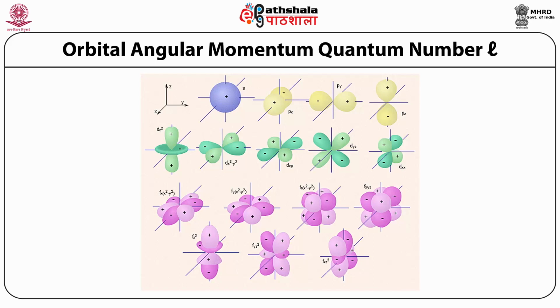Similarly, these pink graphs show the f orbitals corresponding to l equal to 3. So m varies from minus 3, minus 2, minus 1, 0, 1, 2, 3, having the seven orbitals denoted by fx(x square minus y square), fy(x square minus y square), fz(x square minus y square), fxyz, fz cube, fyz square, and fxz square.